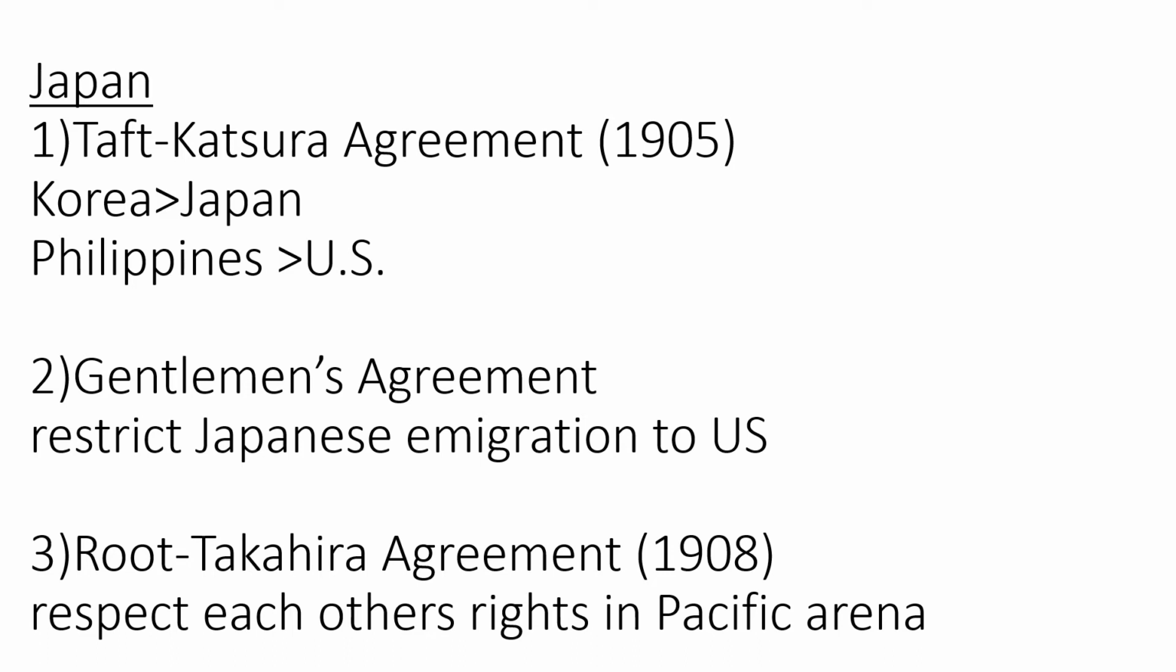Japan agreed to deny passports to laborers intending to enter the United States, recognizing the right of the United States to deny Japanese immigrants holding passports originally issued for other countries the right of entry. Finally, in 1908, the Root-Takahira Agreement saw both countries agree to respect each other's rights in the Asian arena.